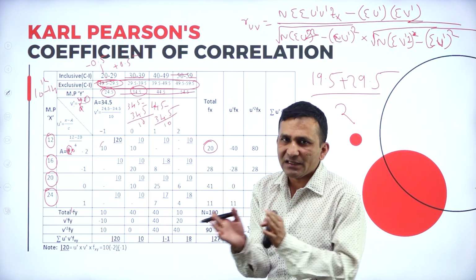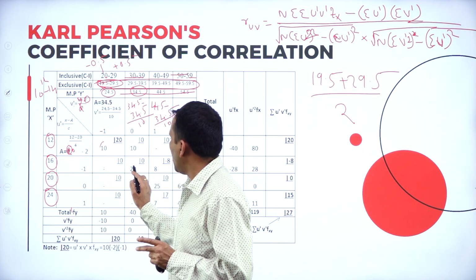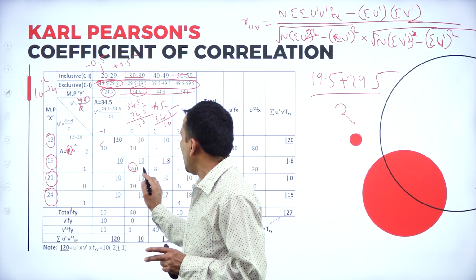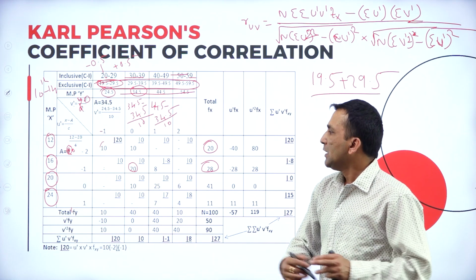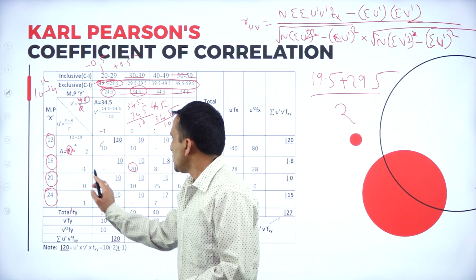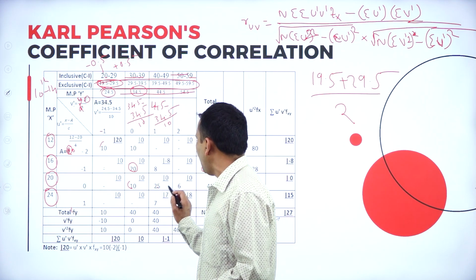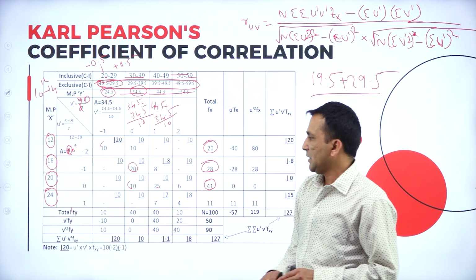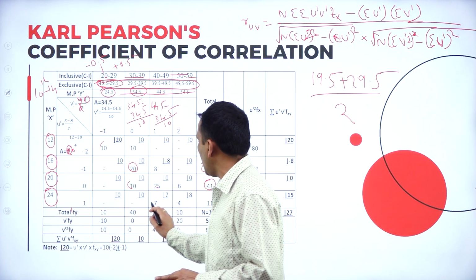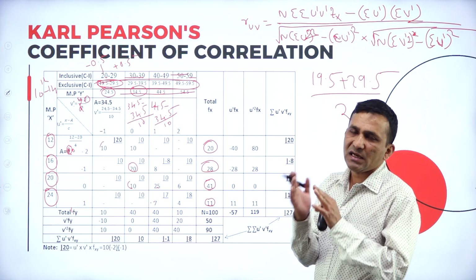Let me complete the X series. Next, the second frequency here is 0. Next frequency is 20. 20 plus 8, 28. I have written 28. Next frequency, 10 plus 25, 35, 35 plus 6, 41 is your frequency. Last frequency column, 7 plus 4, 11. The X value horizontal is completed.